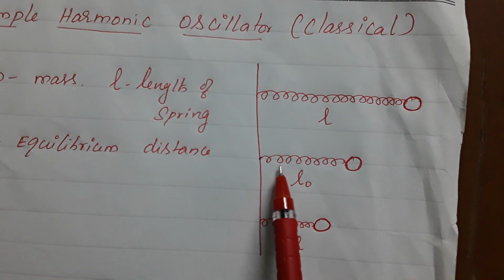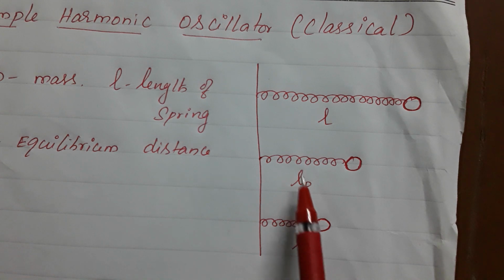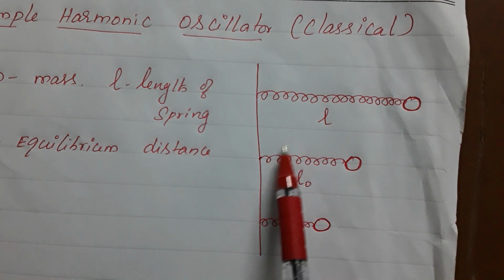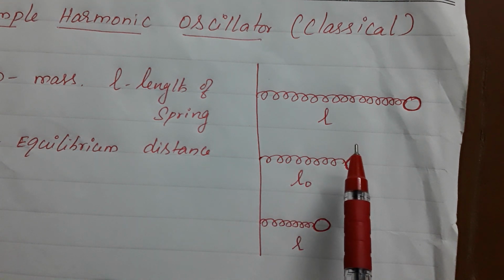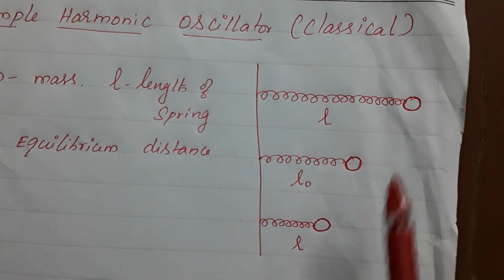This is a ball connected through a spring. L is called the length of the spring. This is the normal position, without any force, the length is L0. If a force acts because of the spring, the distance may be increased or it may be decreased.